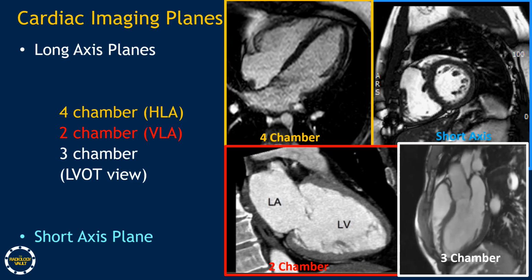Now, the workhorse happens to be the short axis plane, where you cut the heart, kind of slice it from the base to the apex. And this is something you use for cardiac function assessment, for visualizing various wall motion abnormalities, and so on.